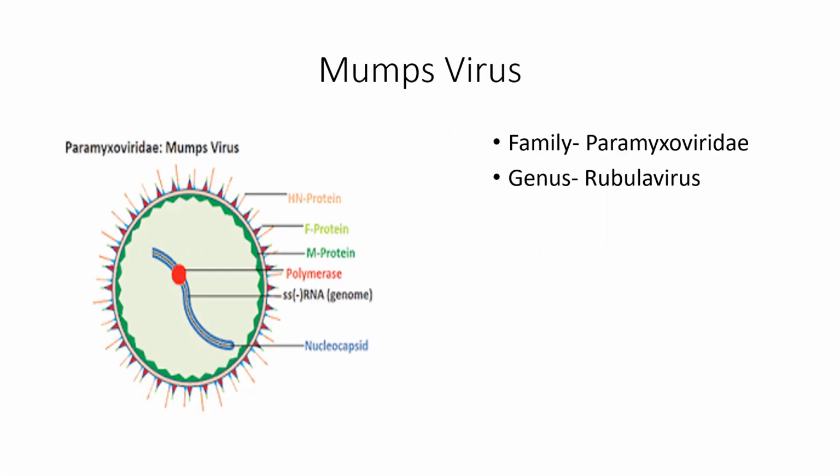Then this mumps virus is labile. It is rapidly inactivated at room temperature or by exposure to formaldehyde, ether, or ultraviolet light. It can be preserved at minus 70 degrees Celsius or by lyophilization also. And antigenically, this mumps virus is stable. It has only one serotype, and there are two complement fixing antigens that have been recognized, the soluble antigen and the viral antigen. The soluble antigen is designated as S and the viral antigen is designated as V.